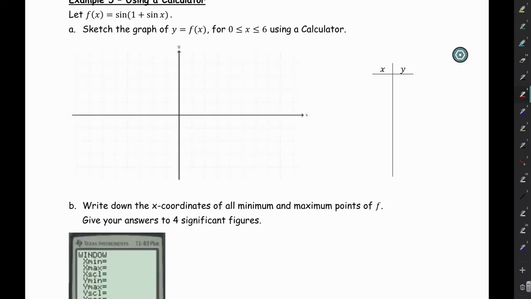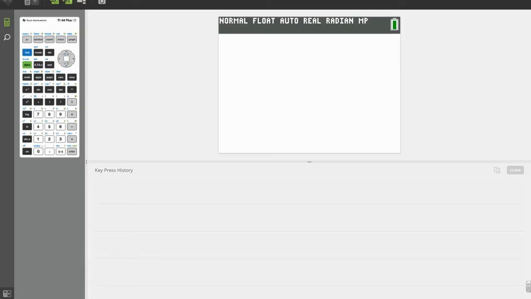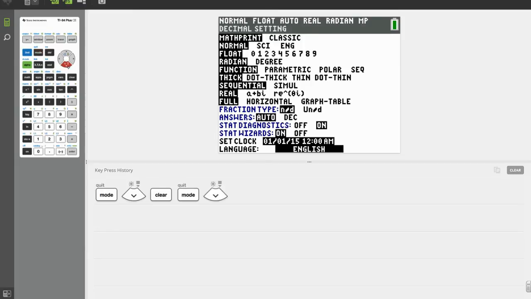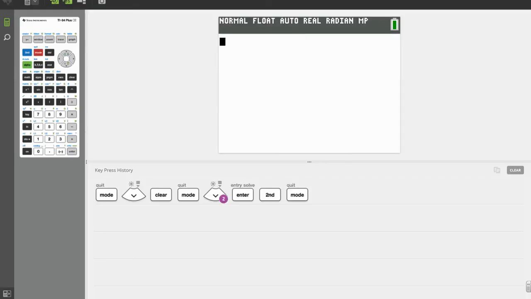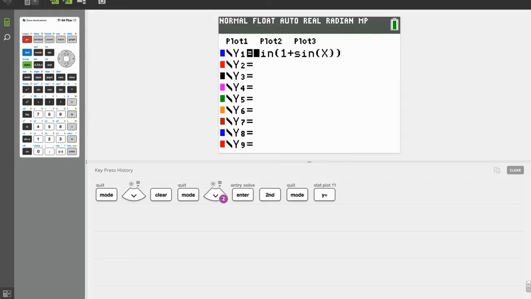Okay, so for example 5, we're using a calculator. And notice that when you look at the function, you don't see a degree symbol, so we're going to assume that we're in radians. And it says to sketch this graph between 0 and 6. So we're going to open the calculator and make sure we're in radians. We're going to go to mode, go down to radians, select that, hit enter, and then we're going to go to y equals and enter our function.